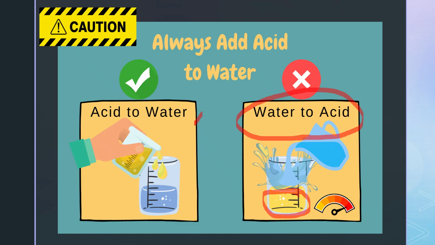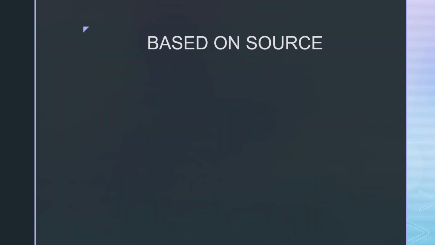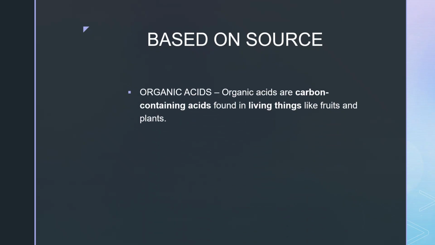Whereas if you add acid to water, water is a good absorber of heat, so whatever the reaction is, it is highly exothermic, and this heat will be absorbed by the water only, it will not radiate towards the beaker. So you are in safe hands if you add acid to water. Let's move next, that is based on source. There are two types of acids based on the source.